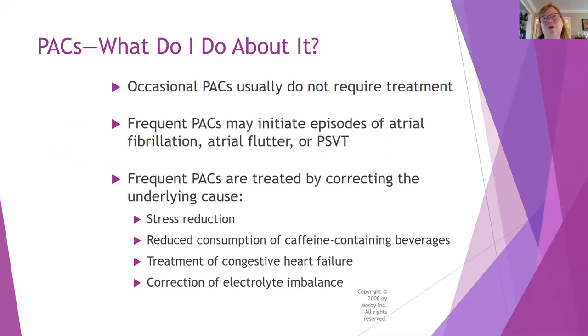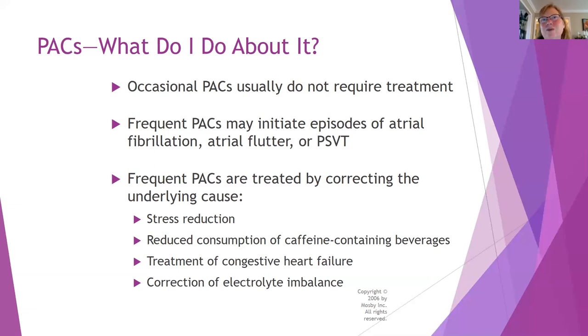So PACs become a problem when we see more of them. One single PAC is unlikely to lead to another kind of more lethal rhythm. But multiple PACs tell us about that altered automaticity within our heart conduction pathways, and that is the risk, that we're going to move to a very aberrant conduction problem. So with frequent PACs, we might help somebody to go to a stress reduction program, talk to them about lifestyle choices such as caffeine-containing beverages. That would be really catastrophic for me.